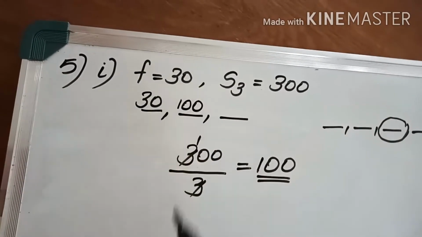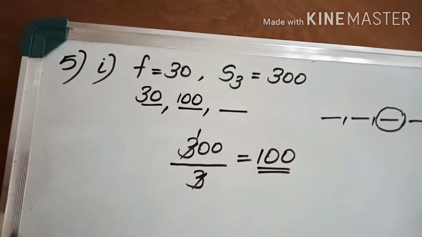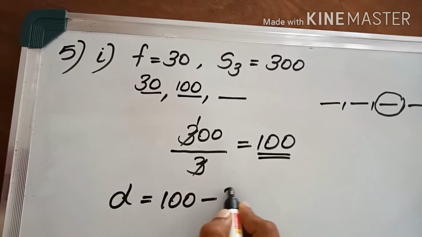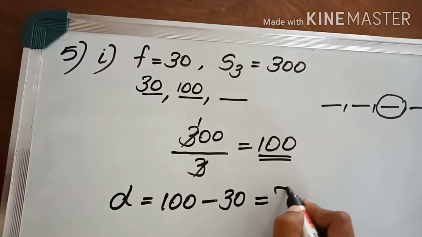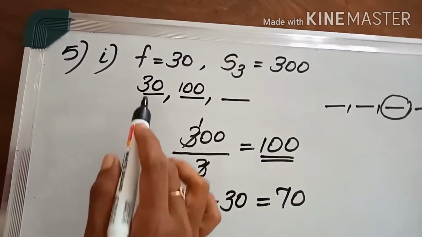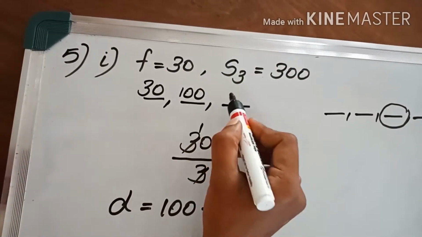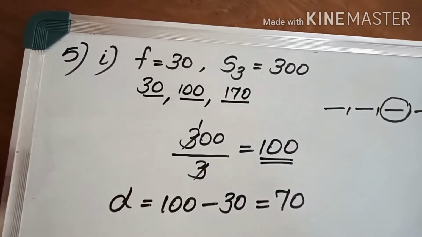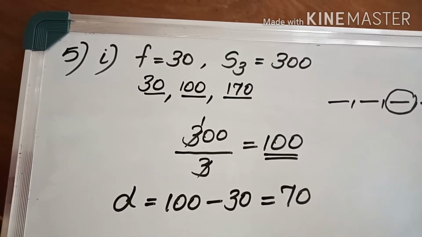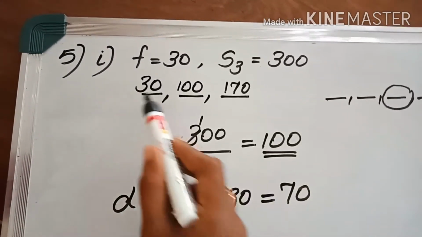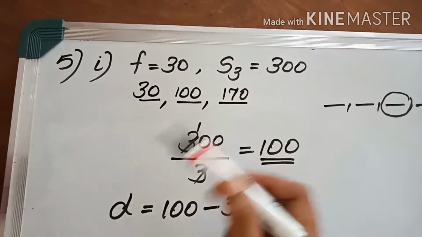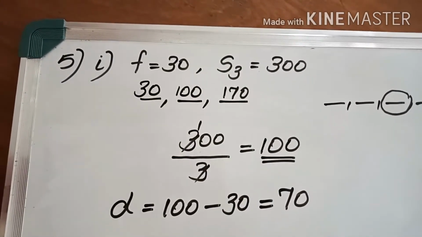Now it is easy to find the common difference. First term we have, second term we have. So d equal to what? 100 minus 30, that is equal to 70, is the common difference. Then what will be the third number? 30 plus 70 is 100. So 100 plus 70, 170 will be the third number. So these three are the first 3 terms of this particular sequence. Because we have the sum of an odd number of terms, that's why we apply the average equation, sum by total number.